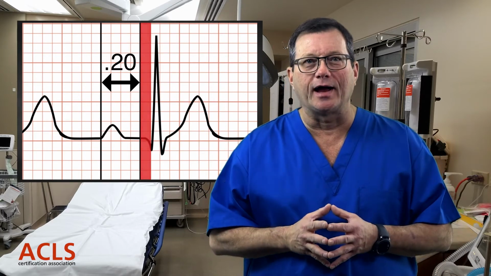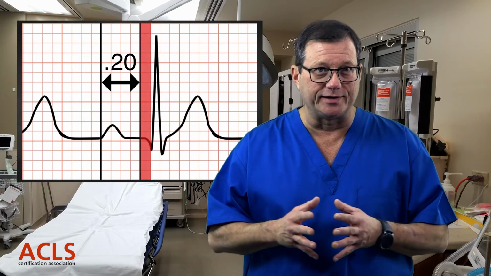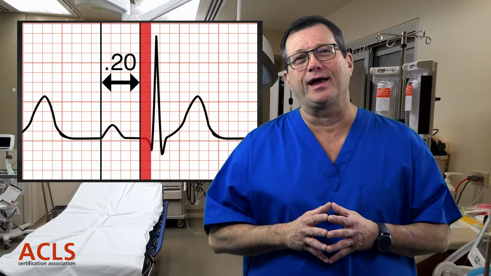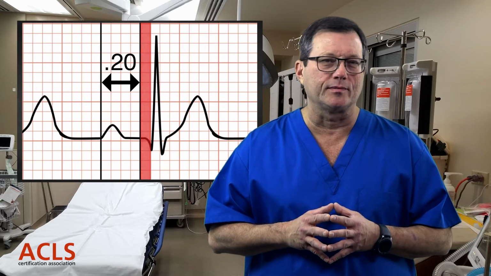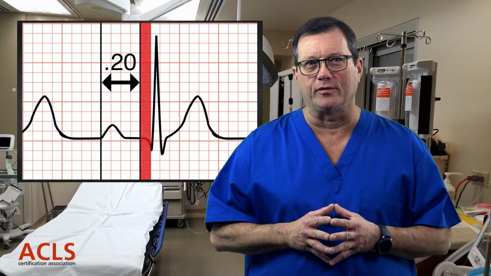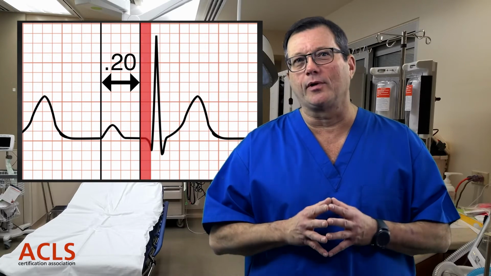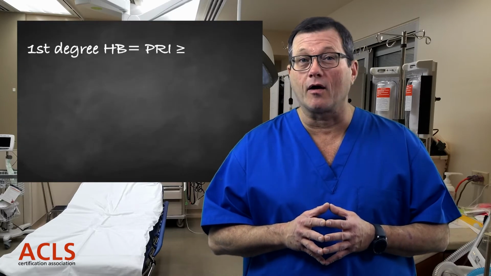They're usually benign, asymptomatic, no big deal. However, we do want to keep an eye on it because we do have a conduction problem somewhere, maybe around the AV node. So not a true emergency, but we want to keep an eye on it. Remember, first degree heart block, a PRI greater than 0.20 seconds.